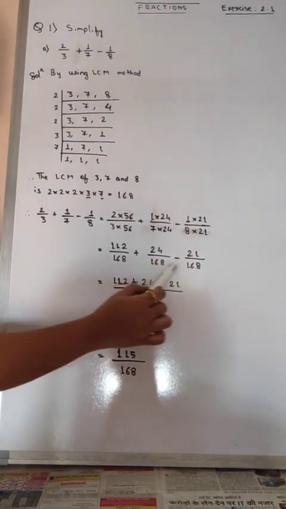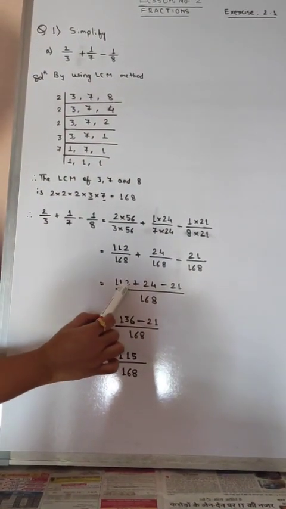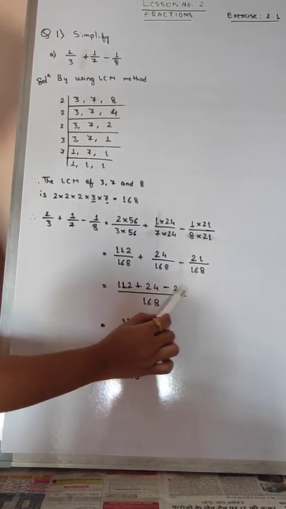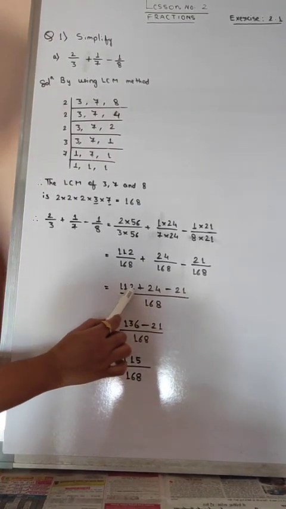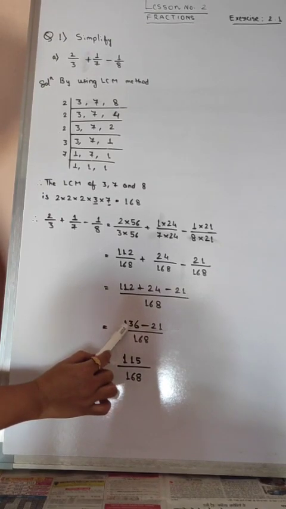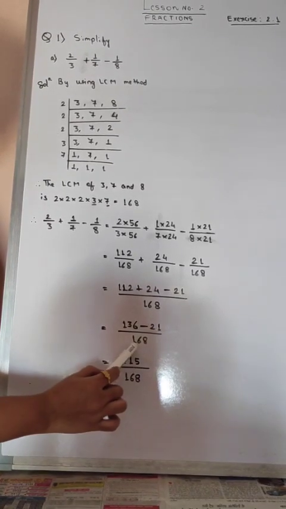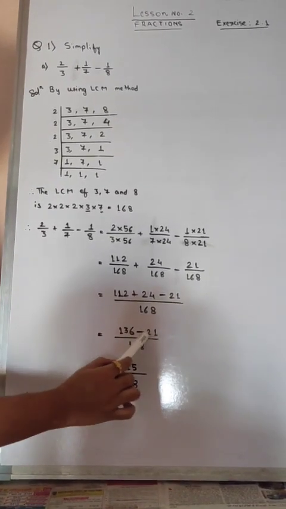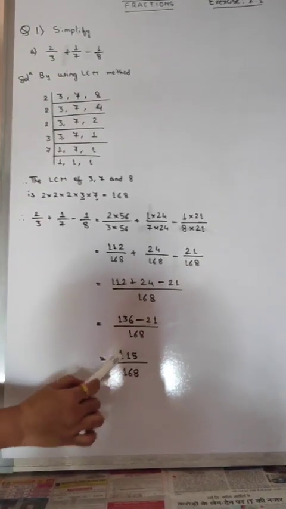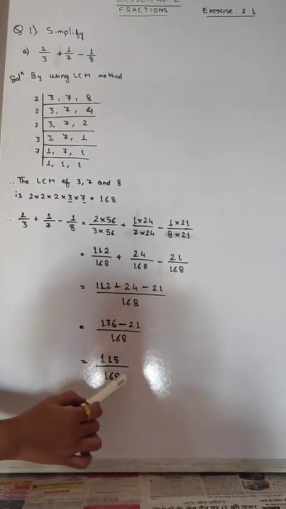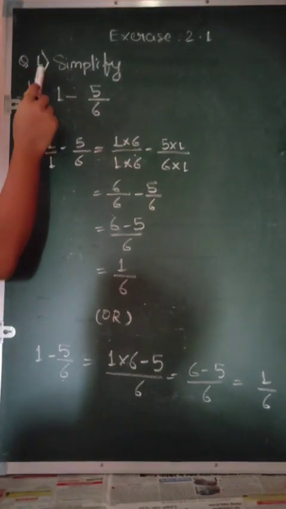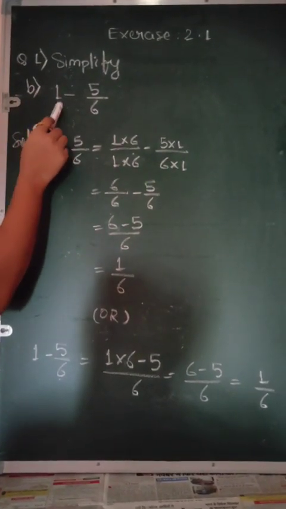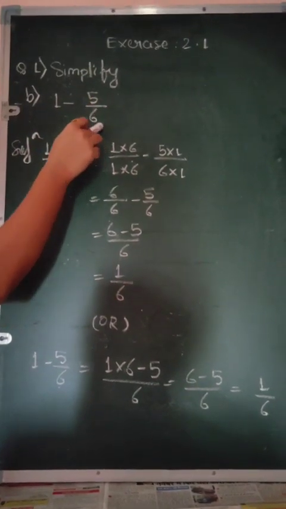Now perform the addition and subtraction. That is (112 + 24 - 21)/168. 112 plus 24 is 136, minus 21 gives 115, divided by 168. So this is the answer. Then question 1(b): 1 - 5/6, we have to simplify it.